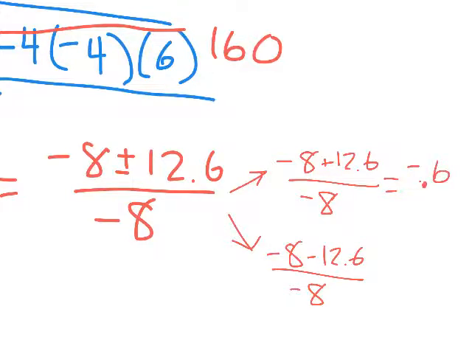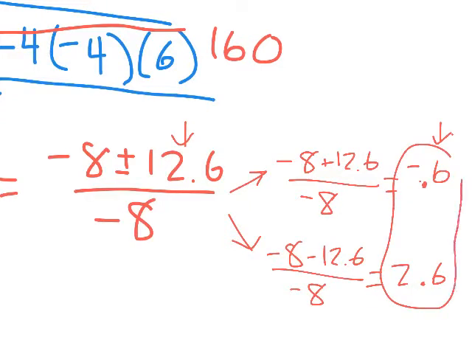Okay. And then again, calculator work, negative 8 minus 12.6 is negative 20.6. Divided by negative 8 is 2.6. So we're always going to round to the nearest tenth here when we're taking our radical, and then we're going to round to the nearest tenth here. Okay, so negative 0.6 and positive 2.6 are my two answers there.